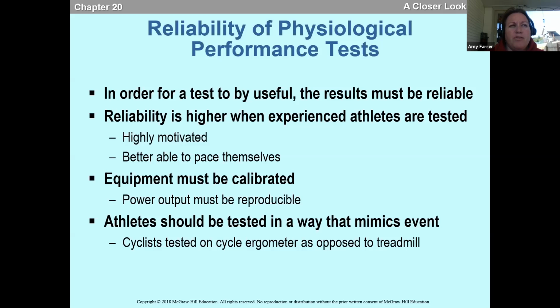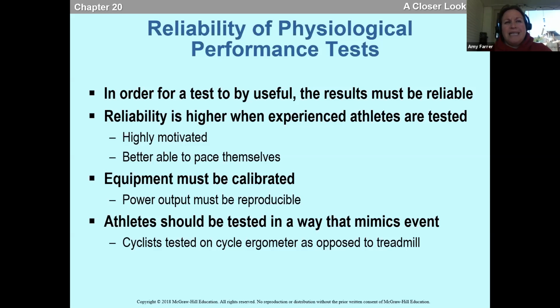If we're looking at power output, our equipment has to be calibrated. I can tell you that every year, all of my stuff has to be calibrated. Even my grip strength assessment, my dynamometer has to be sent out and calibrated so that what we're measuring is actually what it is doing.